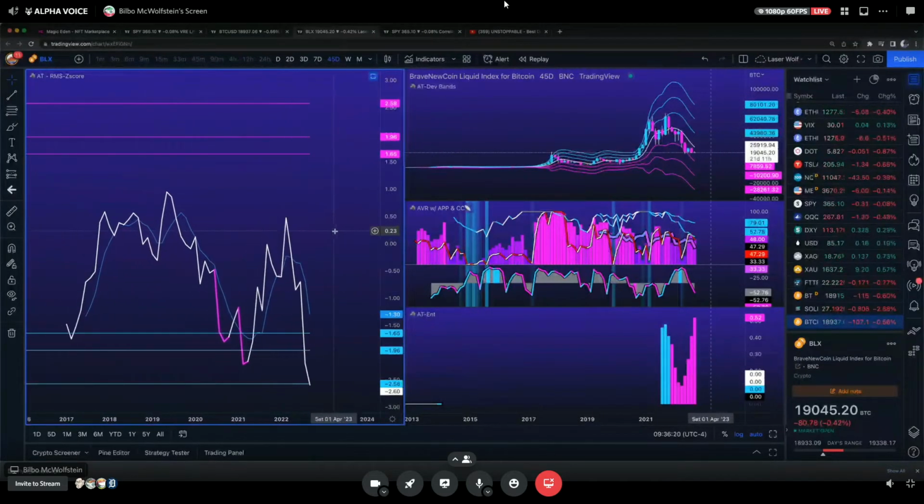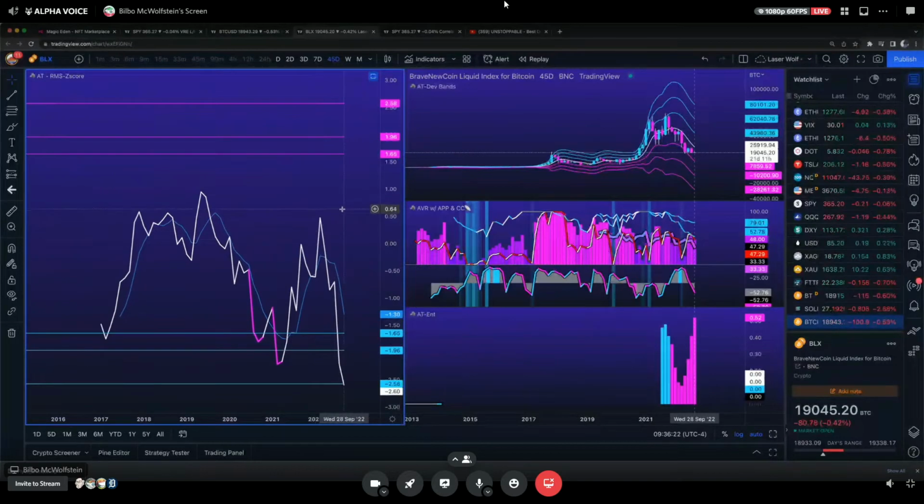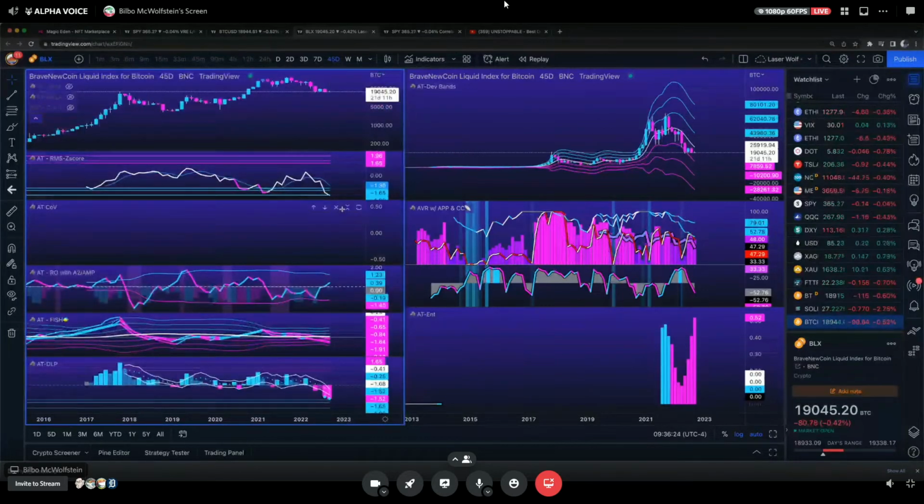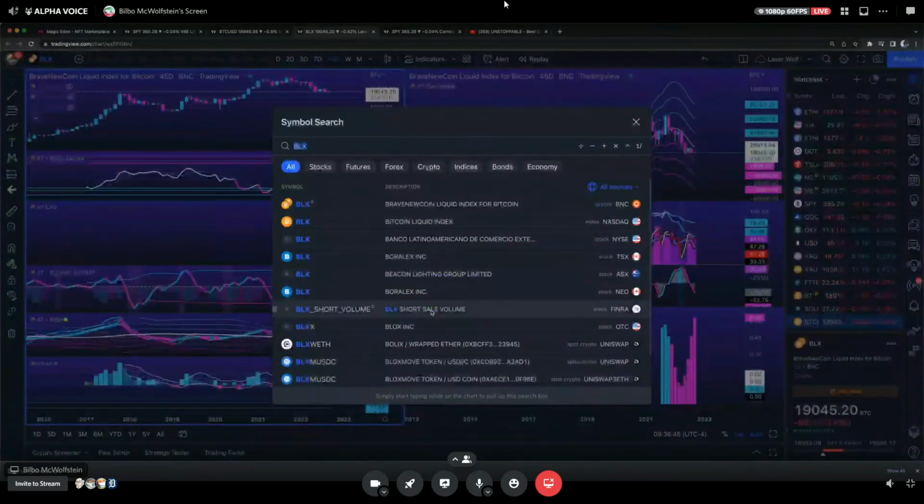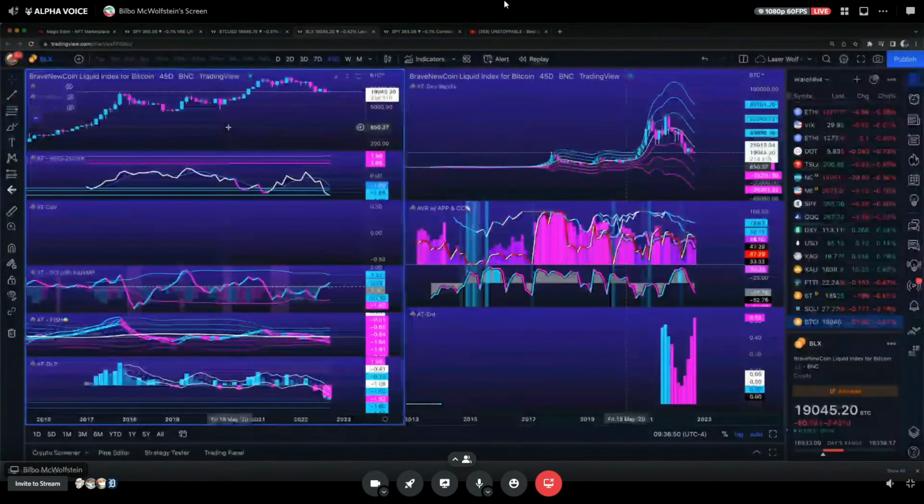below the mean. What are you guys looking at? The Z-score. This is the BLX for Bitcoin. What does that mean? It shows all the data on the 45-day. I just noticed, what does BLX mean? Brave New Coin Liquid. It's just all of the data for Bitcoin, I'm pretty sure that's what it is. If you Google it, maybe you can figure out where it trades.